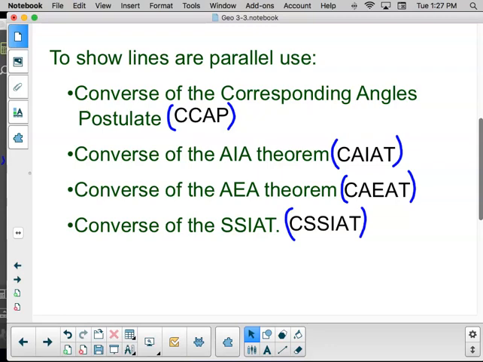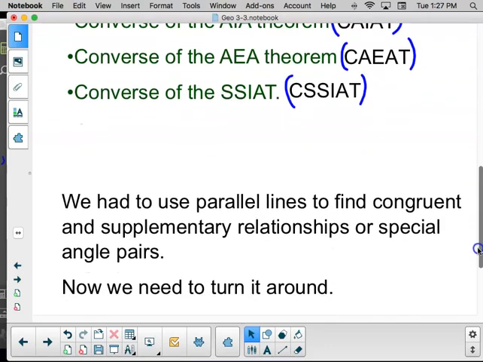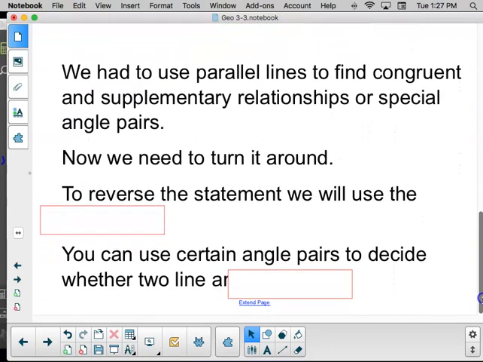So our next thing on that front page: we had to use parallel lines to find congruent and supplementary relationships for special angles. Now we need to turn it around. To reverse the statement, we will use the converse. Okay, we're going to use the converse today.